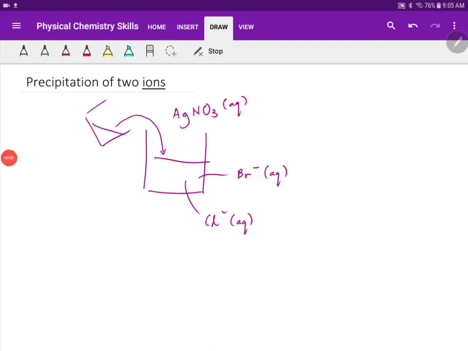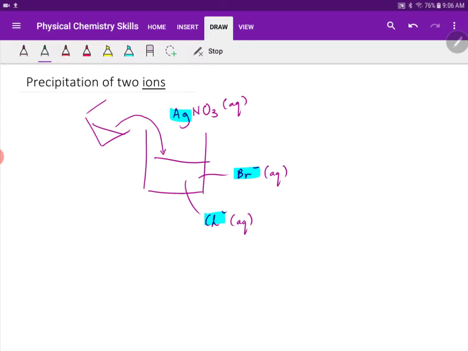Hi everyone, in this video we are going to talk about the precipitation of two different ionic compounds from a system containing two ions. In this case you have Br minus and Cl minus, which will precipitate out with Ag plus ions. This question can also appear in the form of these two ions being cations, and we are adding the anion into the solution to precipitate things out. So the same concept applies.